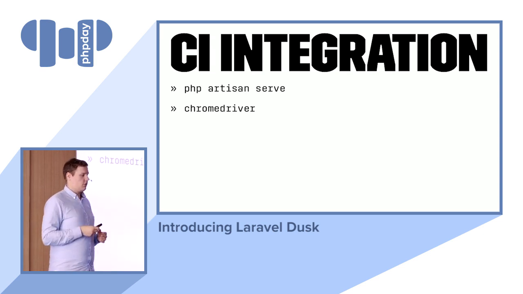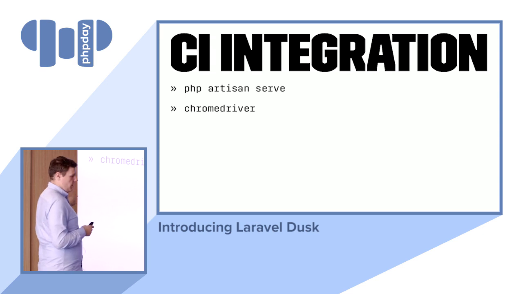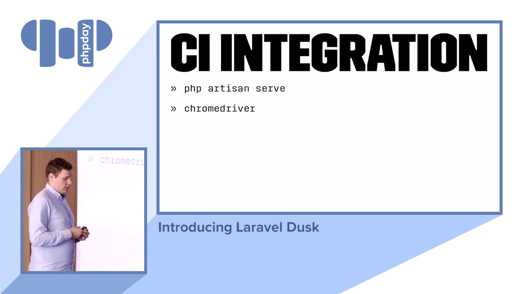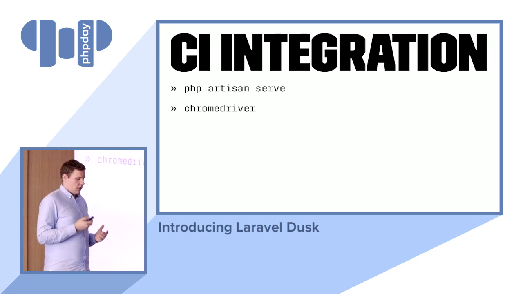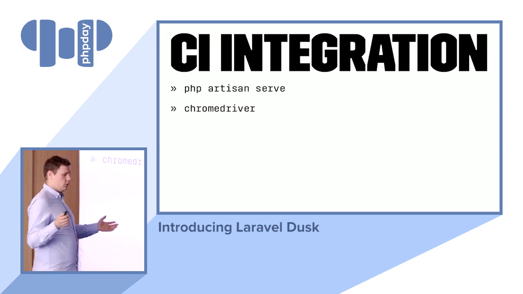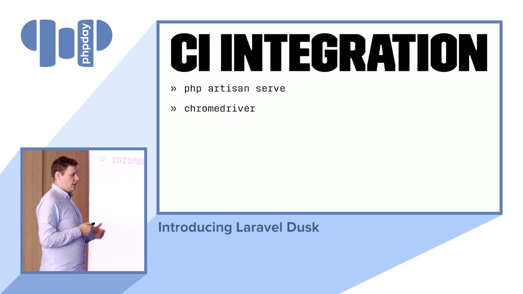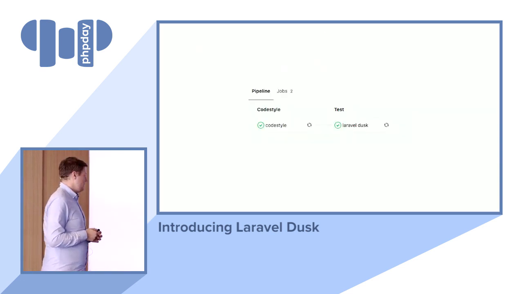We only have to install the ChromeDriver using the command, and then we have the ChromeDriver. So we can just run it, and that's it. In this case, we can, for example, use PHP artisan serve to pull up the application, but you can use whatever you want. If you want to use a container or something, you can also do this. And then you get something like this.